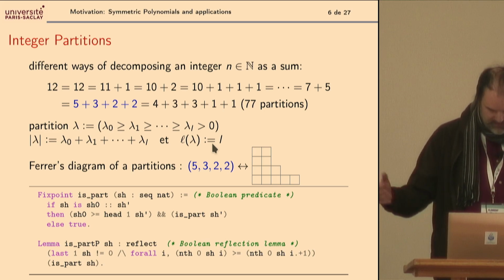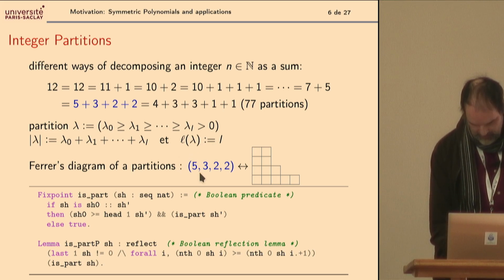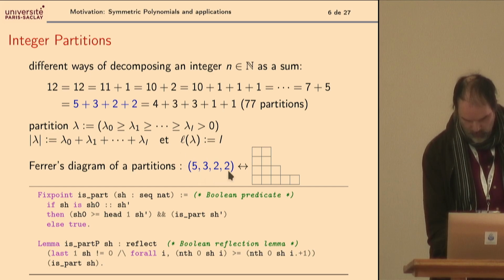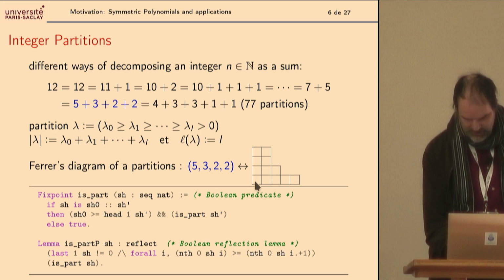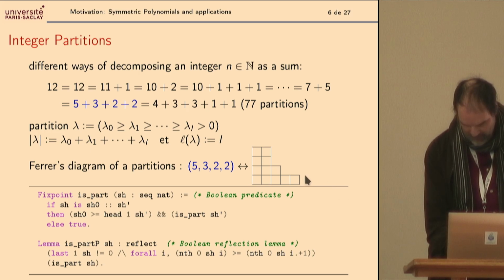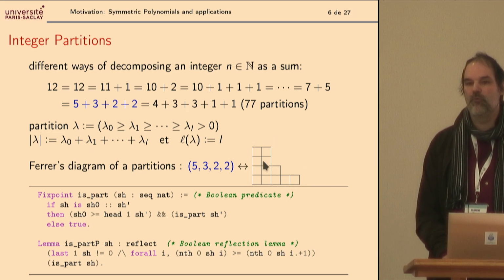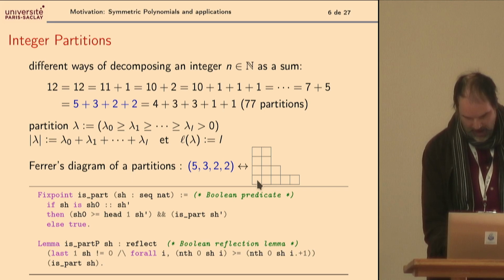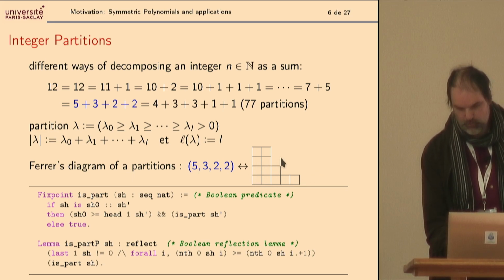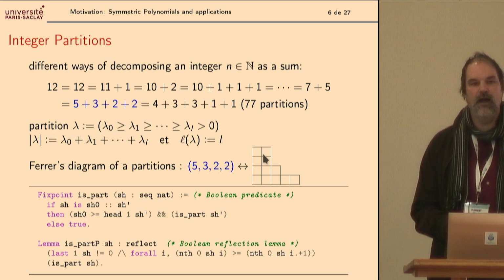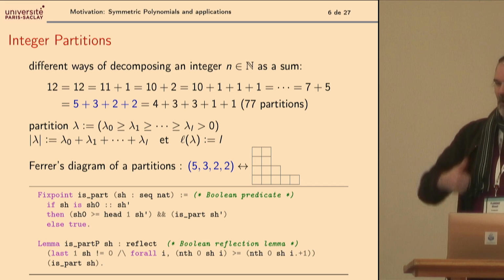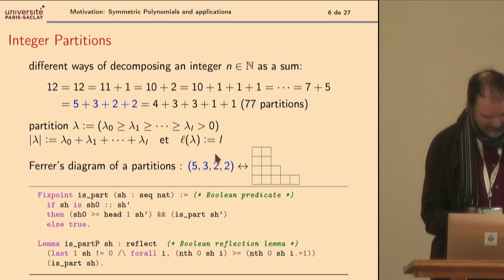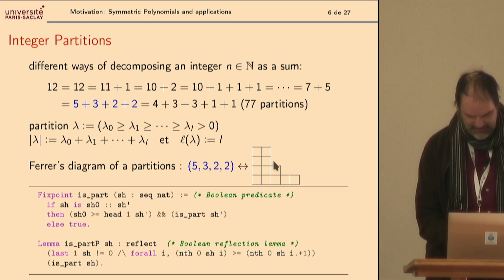And for reasons which will appear later, we love to draw partitions by box diagrams. So this is the partition 5, 3, 2, 2, which is a partition of 12. So this is a diagram with 12 boxes, which are arranged as 5 boxes, 3 boxes, 2 boxes, 2 boxes. And I'm using the French convention. Usually the English draw those diagrams upside down, if you're familiar with those.